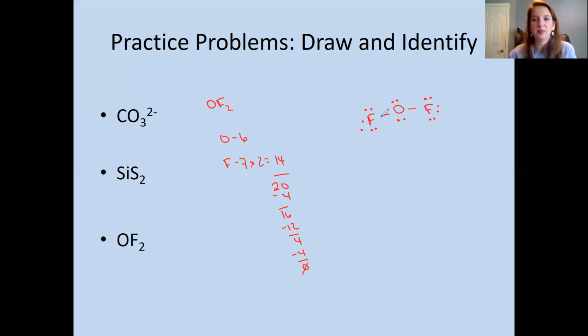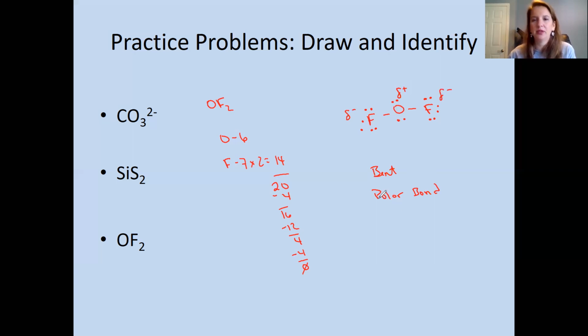So let's discuss the VSEPR shape. There are 2 atoms bonded to it and 2 lone pairs. So this is a bent molecule. Let's discuss bond polarity, the oxygen-fluorine bond. They are not the same atom, and it is not carbon-hydrogen, so it is a polar bond. Which one is more electronegative, the oxygen or the fluorine? Fluorine is more electronegative, so it gets the negative dipole. Oxygen gets the positive dipole.